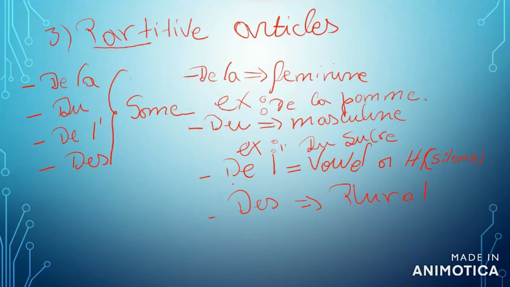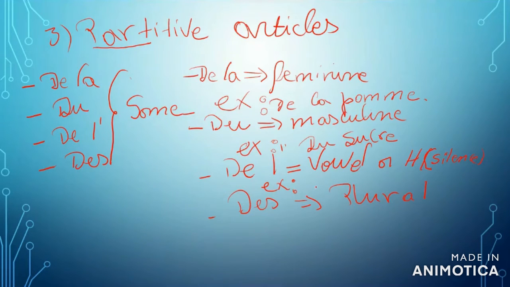Another one that comes is de l', and de l' is used when your word begins with a vowel or a quiet H. Let's say we want some vegetable. Vegetable in French is légume, which does not start with a vowel. Sorry. Then let me look for a word that starts with a vowel.